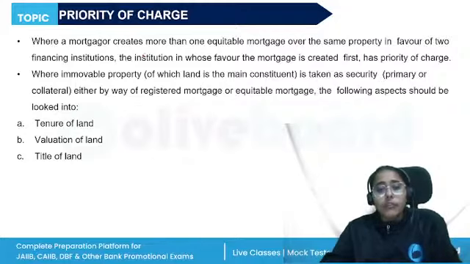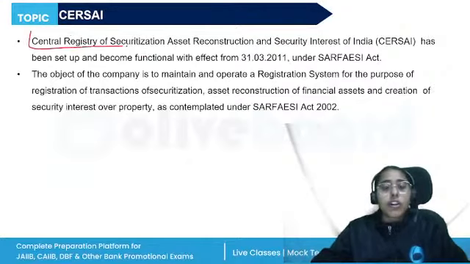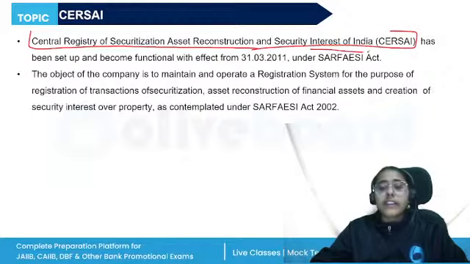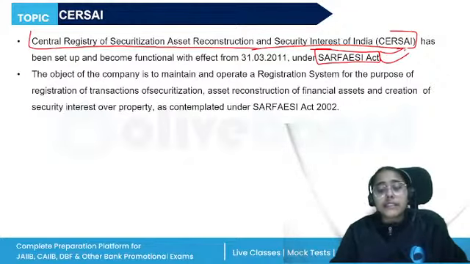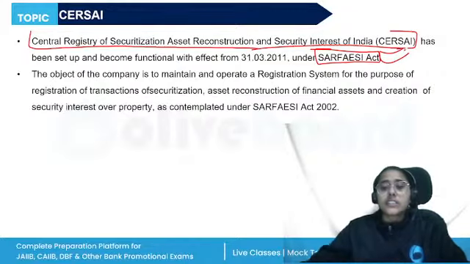Now, when we talk about the registration of charges, it is to be done with the CERSAI, the Central Registry of Securitization Asset Reconstruction and Security Interest of India. This has been created under the SARFAESI Act, where the banks can go for the reconstruction and securitization of the security asset that has been kept with them by the borrower, and it is required that they register the charge that is created with the CERSAI.